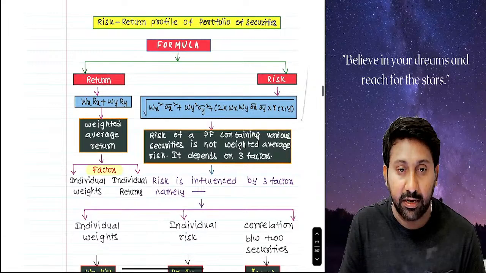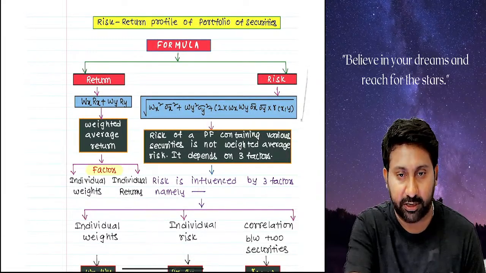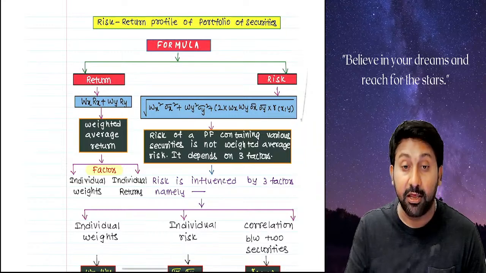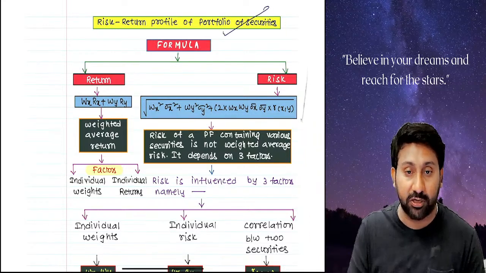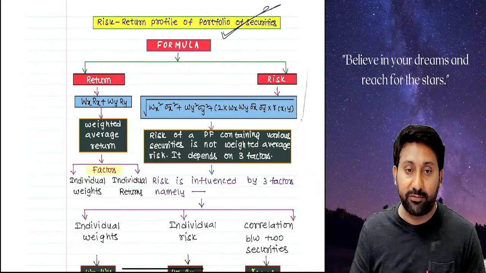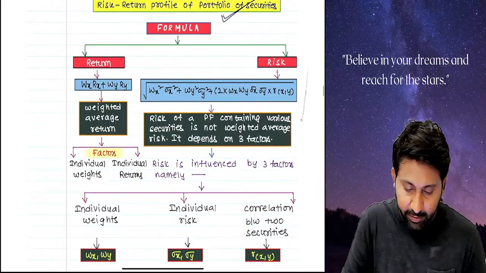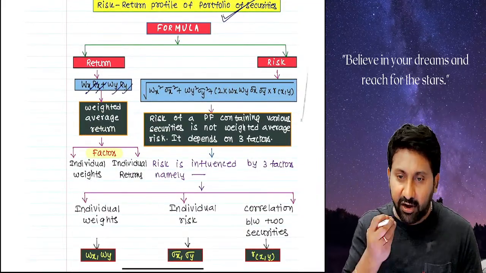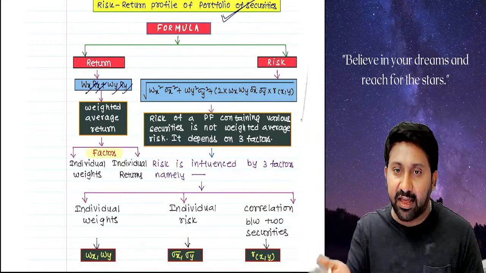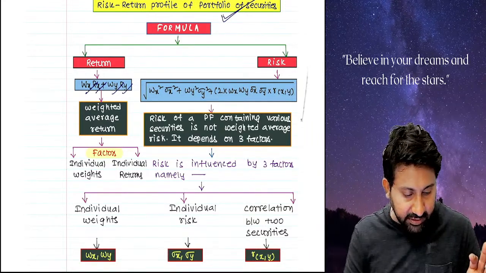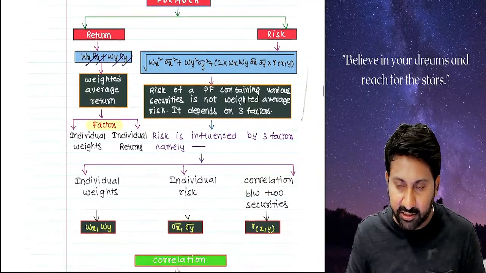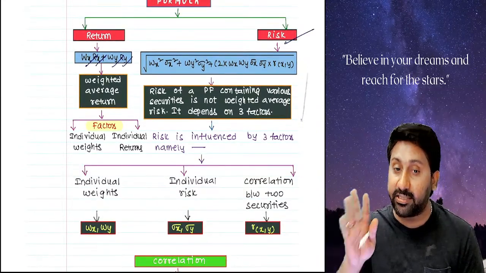See here, risk return profile of the portfolio of securities. One security calculation we have done. Now we need to see, if there is a portfolio of securities, how to solve. Return: WX, RX, WY, RY. Return of two securities is just the weighted average return, that is the weight of the security into the return of the security, for two securities, add. That's all. Return calculation is done. But the risk of two securities is not like that.